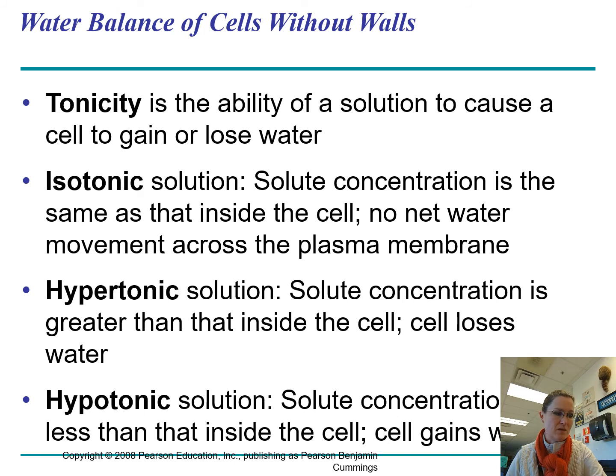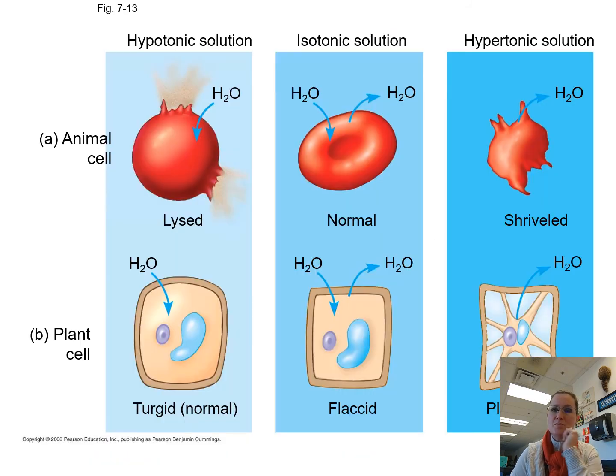So isotonic means that the solute concentration inside and outside of the cell is equal. Hypertonic means that the solute concentration in the solution is higher. And then hypotonic is the concentration of solute in the solution is lower. And so then these pictures sort of give you a visual as to what that means in terms of cells and the environment that you put them in.